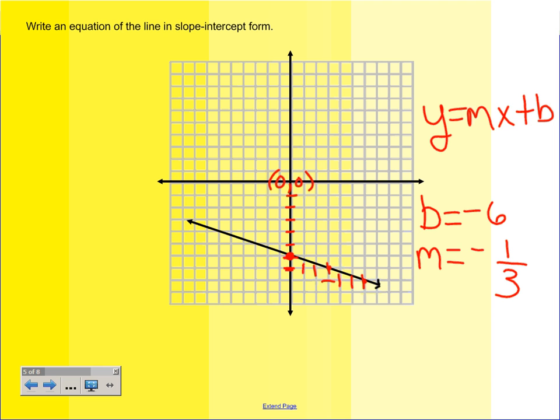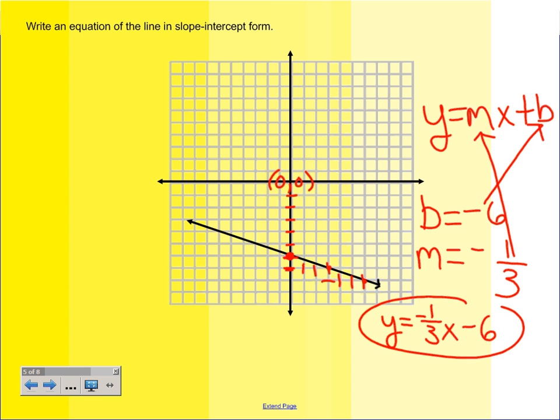Once you have the b and the m, then you can simply substitute it back into the original equation. So our final answer, y equals negative 1/3 x, the slope is always first, and then the y-intercept is negative 6. That, my friends, is writing an equation in slope-intercept form.